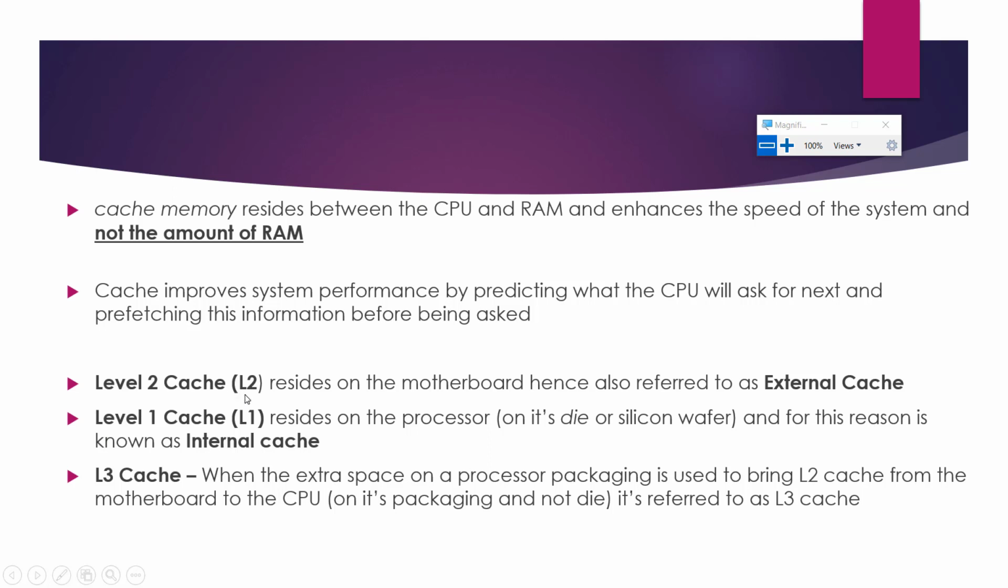So level 2 cache resides on the motherboard, hence also referred to as external cache. Level 1 resides on the processor on its die or silicon wafer, and for this reason is known as internal cache. L3 cache is when the extra space on a processor packaging is used to bring L2 cache from the motherboard to the CPU. Now in English, what it means is what I showed you here.